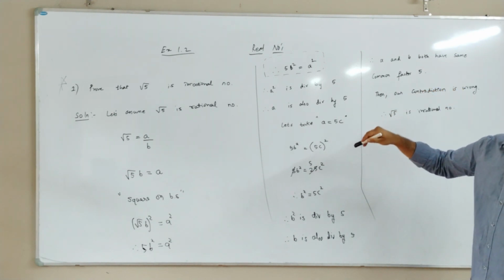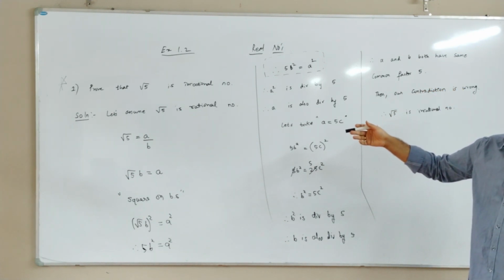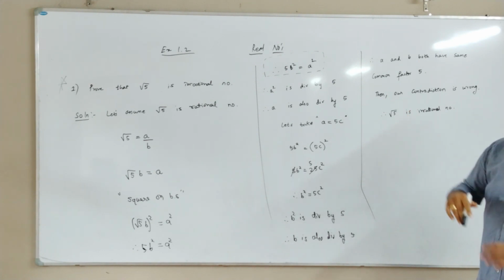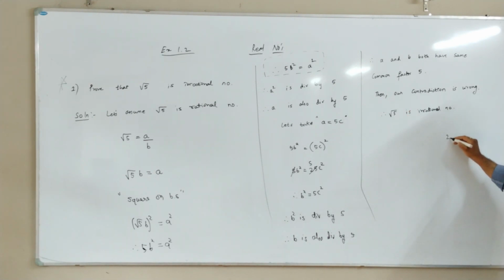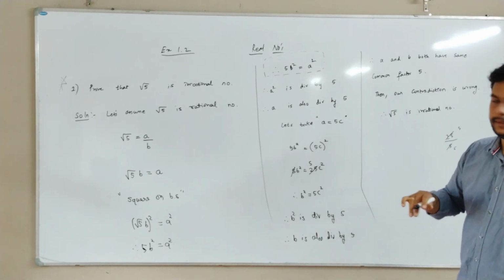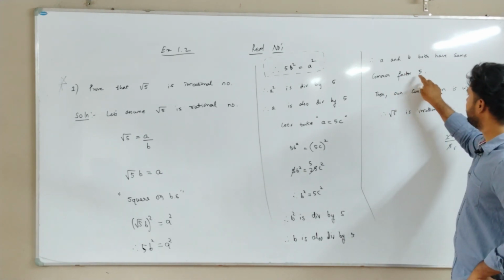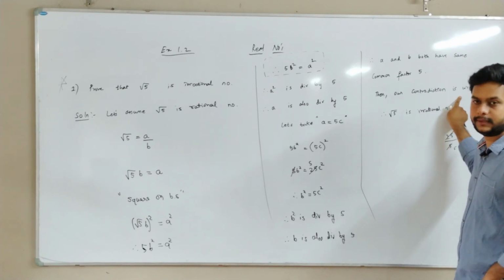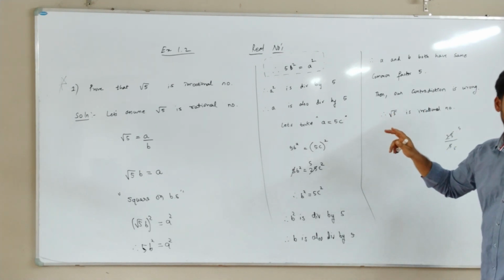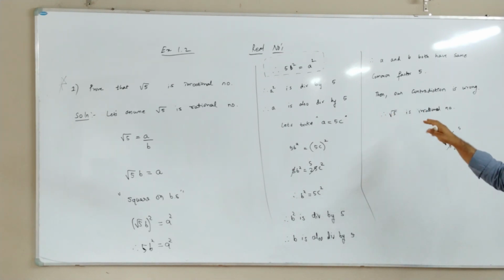When both have common factor 5, it's not a rational number. Rational numbers don't have a common factor like that. For example, if I take 25 by 5, see, for this also the common factor is 5. So it shouldn't be there for a rational number. So our contradiction is wrong. It is not a rational number, it is an irrational number. Therefore root 5 is irrational.